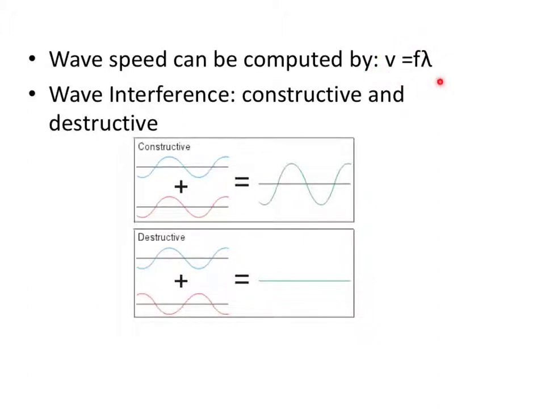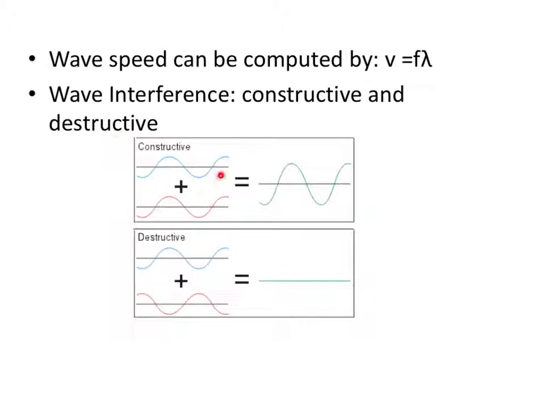There are some example questions as well. Now, it's very possible that two waves can be at the same place and the same time in a material medium. And when there are two waves in the same place and the same time, they interfere with each other. There are two basic kinds of interference: constructive and destructive.